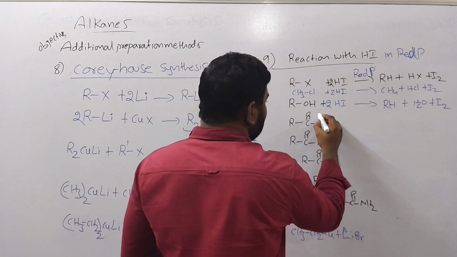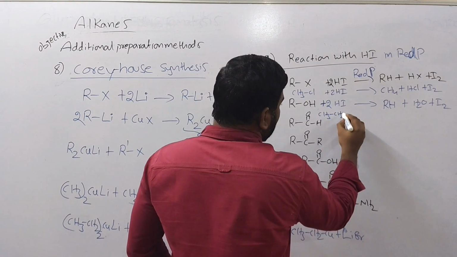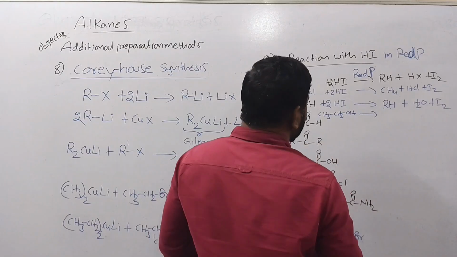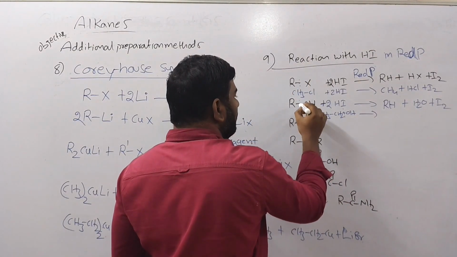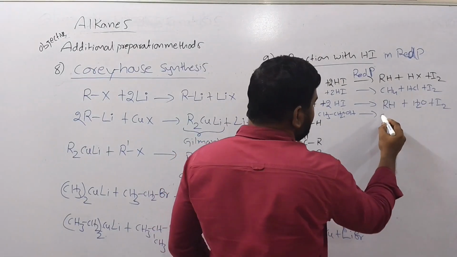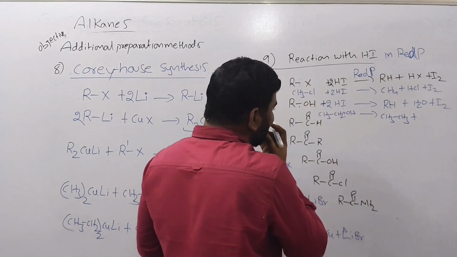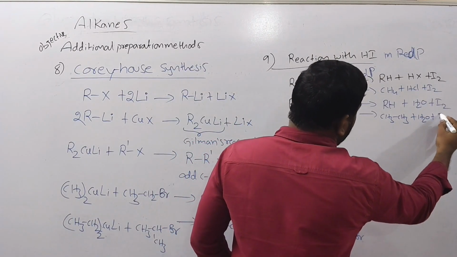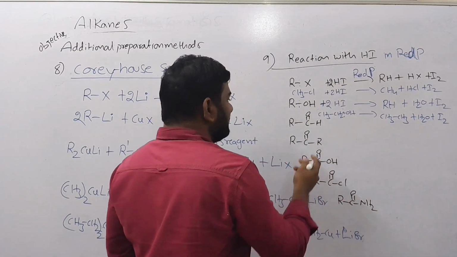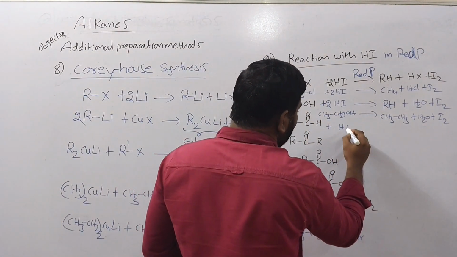Here also if you take one example, suppose CH3CH2OH. Here this bond you have to break. Here we are breaking this bond now. Then CH3 we will get, plus the remaining OH, so H2O we will get. Next I2 we will get.